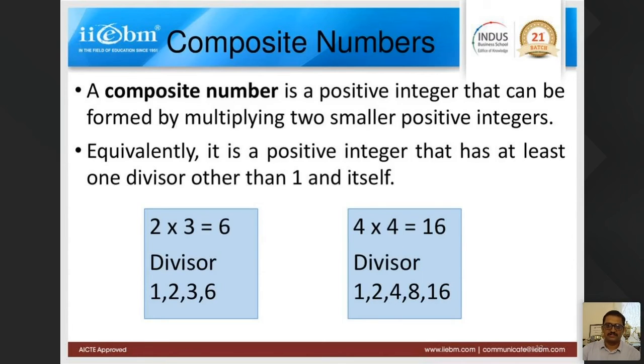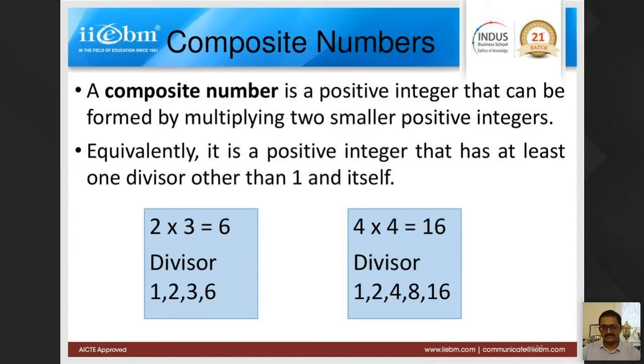Let's take another example, 4 by 4, which is 16. With these smaller integers, it becomes a composite number, which is 16. Now this 16 obviously has 2 basic divisors, which are 1 and the number itself, 16. Other than that, 2 is a divisor of 16. 4 is also a divisor of 16, 4 can exactly divide 16. 8 is also exactly dividing 16. So this number 16 has a total of 5 divisors.